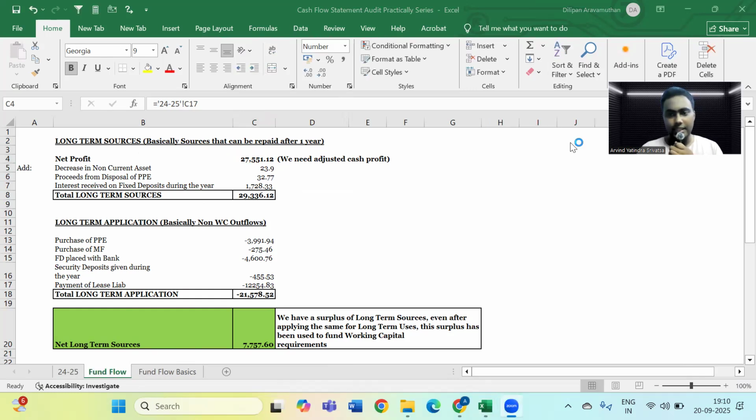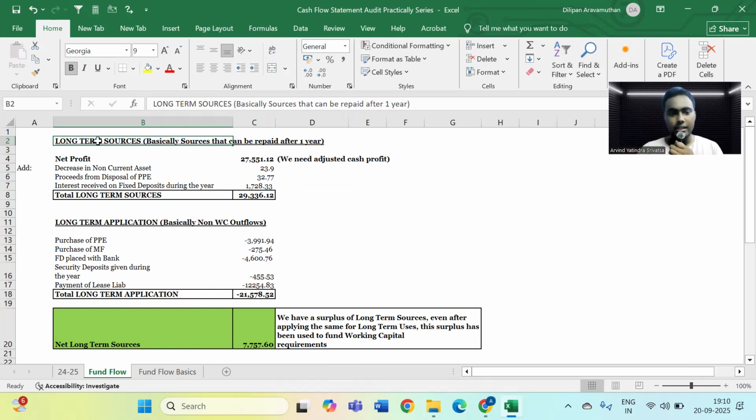So guys, before we start going into the fund flow statement, I have to tell you that there are two sources of funds: long-term sources and short-term sources. So basically, as we looked earlier, if my short-term sources are used for long-term purposes, it is an issue. But if my long-term sources are used for short-term purposes, it's not a very major issue. It's not an issue at all, as a matter of fact.